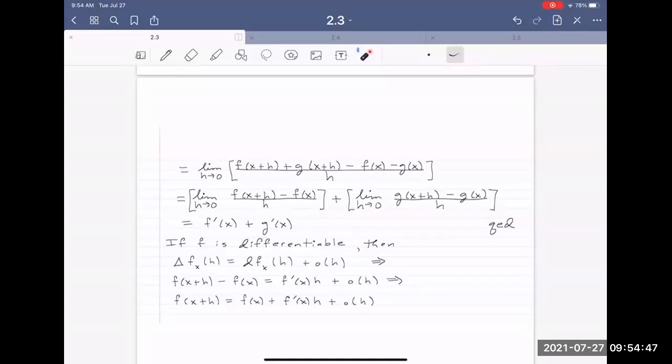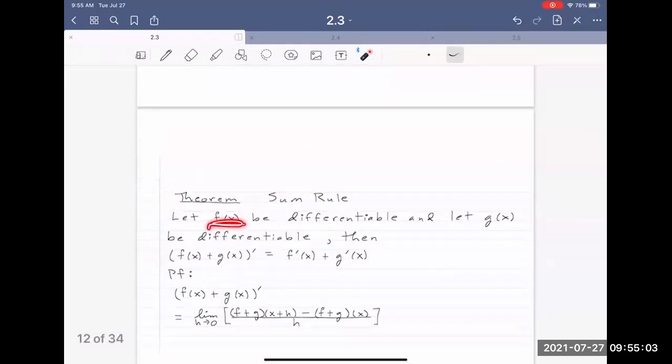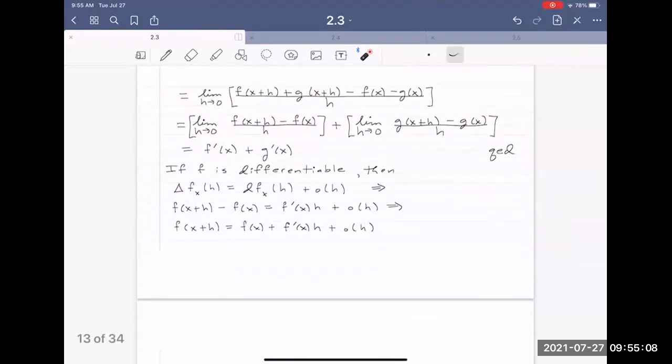Please note that in order for this to be true, each of these limits had to exist. And they do because f and g are both differentiable. So this statement here would not be a true statement unless I assumed that f and g were differentiable, because it may not be equal if that limit doesn't exist.